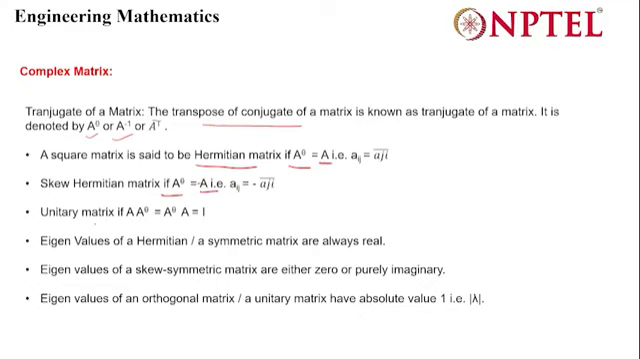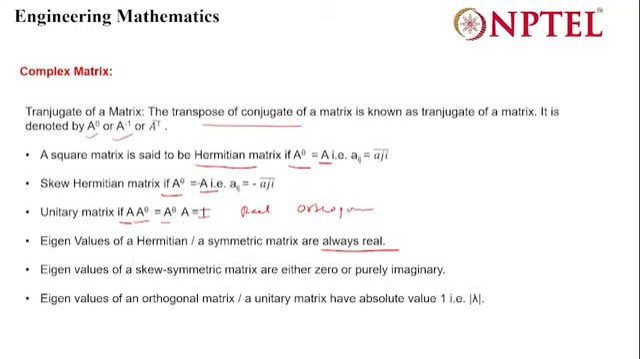What is the unitary matrix? If A into A transugate is equal to A transugate into A, which is the identity matrix. In real matrix, what is the unitary matrix? Orthogonal matrix. Then the eigenvalues of a Hermitian or a symmetric matrix are always real.